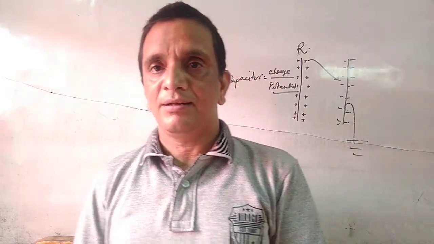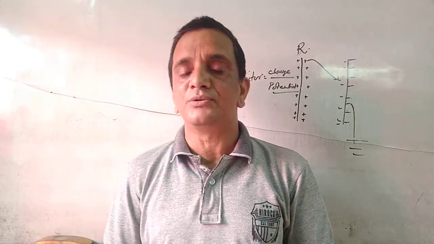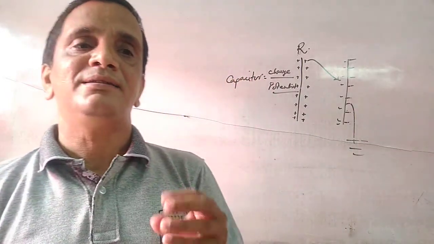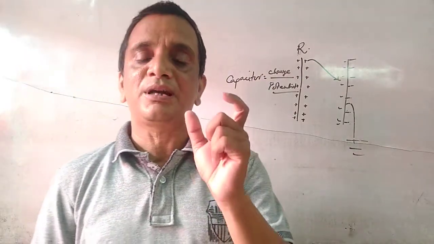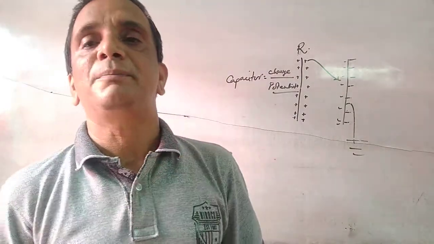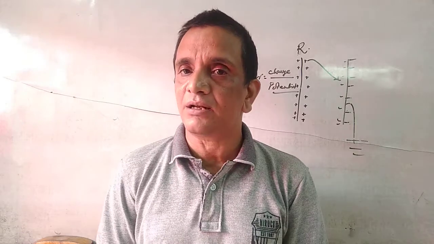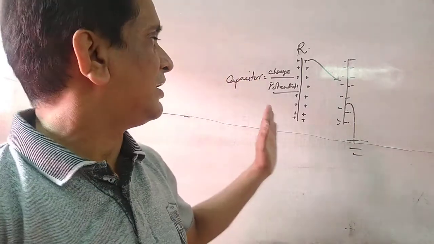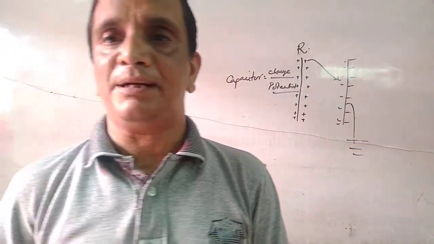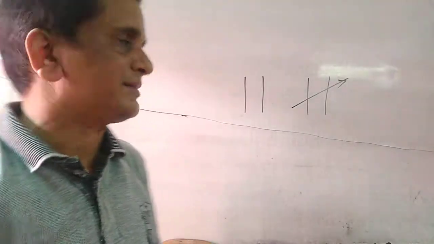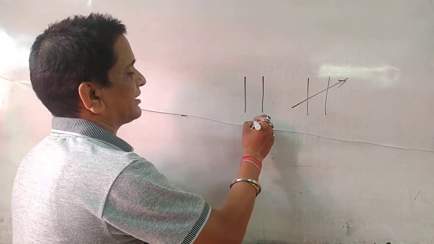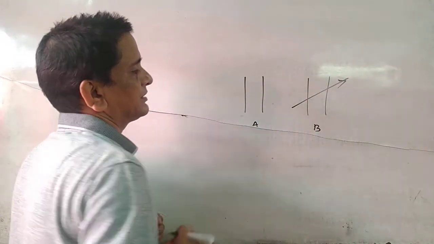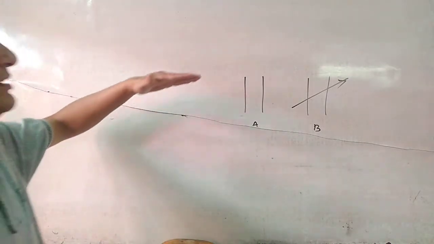And the main capacitor we use is the parallel plate capacitor. Clear or not? So this is about the principle of the parallel plate capacitor. Clear? Okay friends, two drawings are given here, A and B.